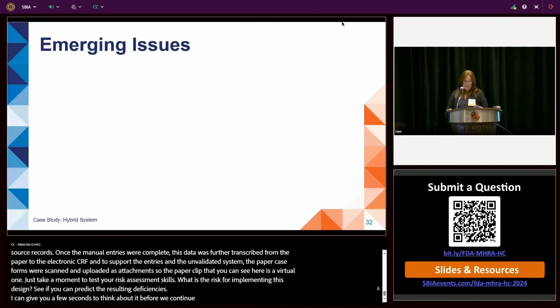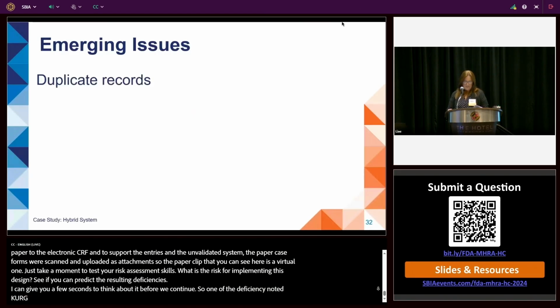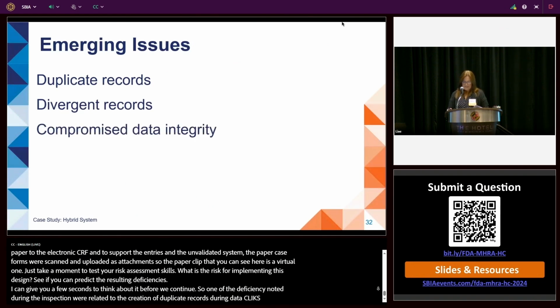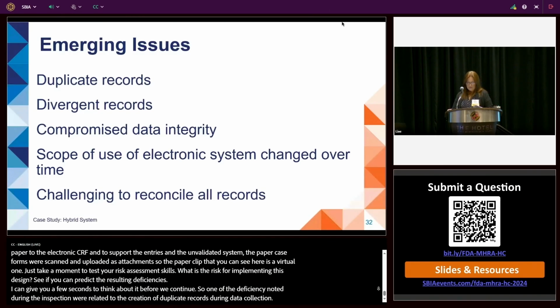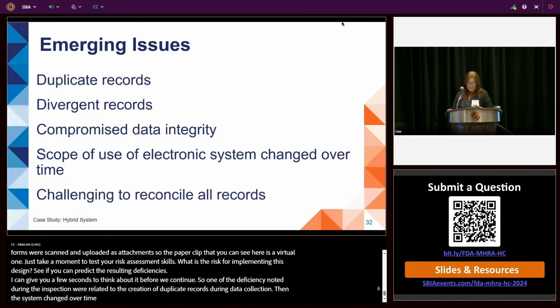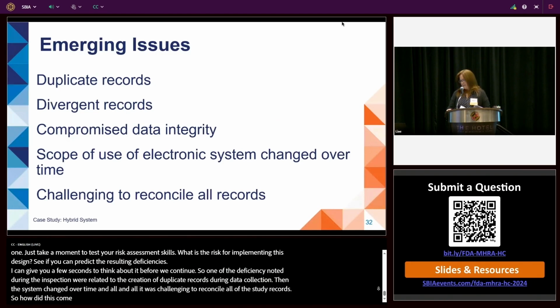Some of the deficiencies noted during the inspection were related to the creation of duplicate records during data collection, the creation of divergent records, and linked to this, compromised data integrity. Then the scope of use of the electronic system changed over time. And all in all, it was challenging to reconcile all of the study records. So how did this come about? Well, let's take a closer look at what happened at the sites.